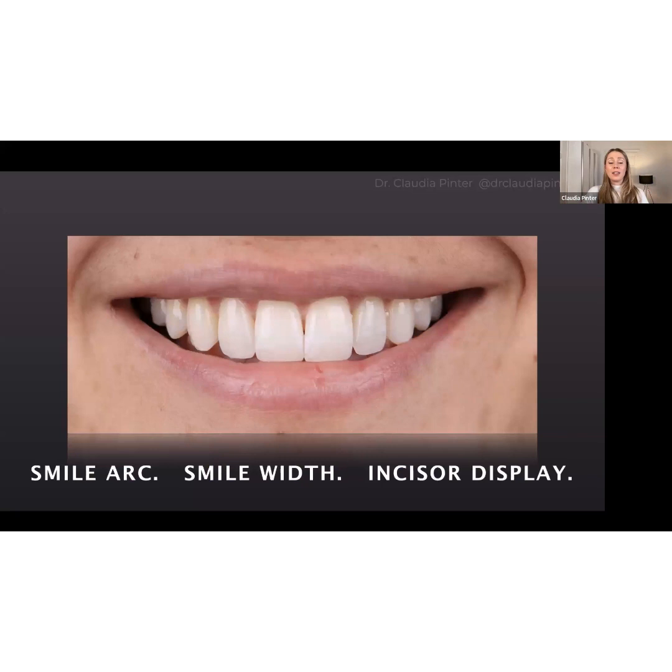So there's so many things when it comes to aesthetics, and we can talk for hours, but I really boil it down to three very important things, three very important characteristics that make a beautiful smile. And this is the smile arc, so the gentle curve that is formed by maxillary incisors, the smile width, so that when people smile, we see the teeth, and incisor display. So we are going to talk about those three things, how we can achieve those.